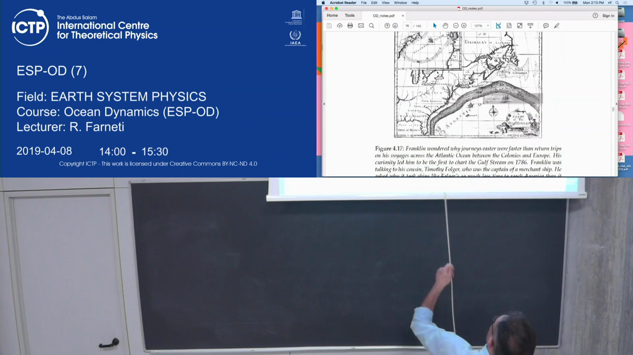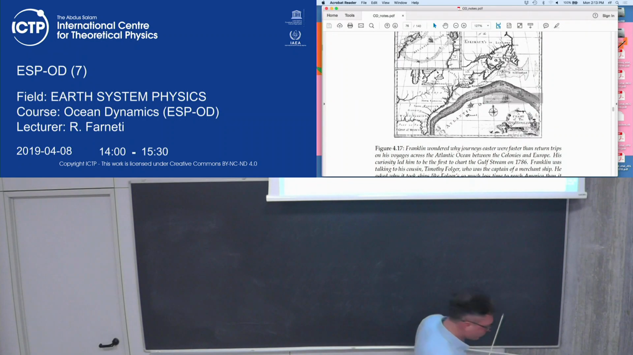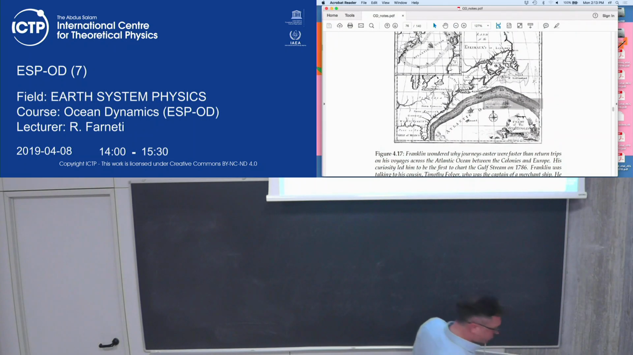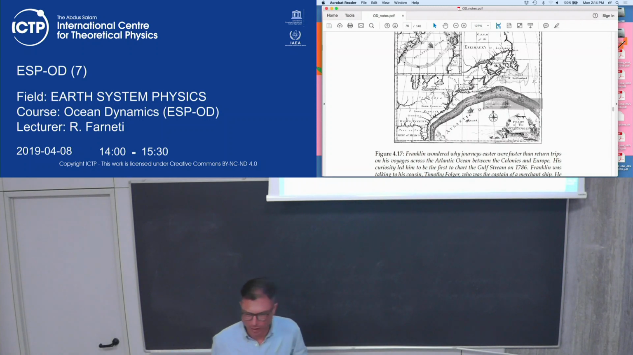Okay, then I told you the story of the first chart of the Gulf Stream, which is definitely not what it looks like. That's because there's this famous sentence that I don't remember. It was something like, absence of evidence is not evidence of absence. Did I say this already? Yes, okay.